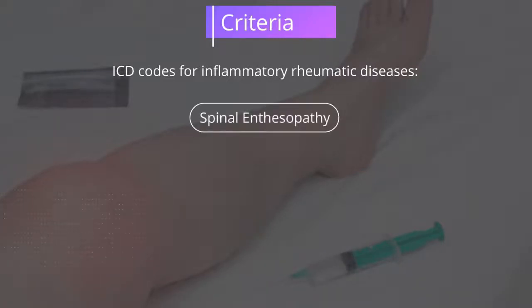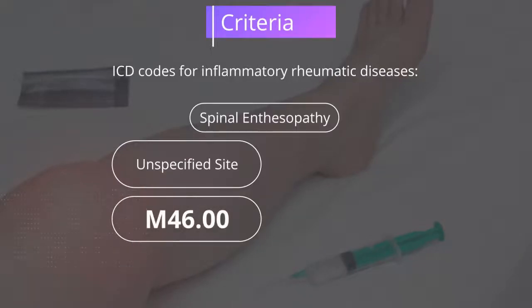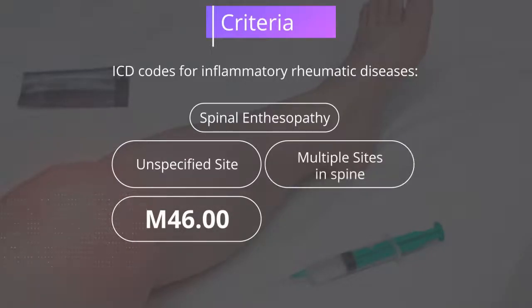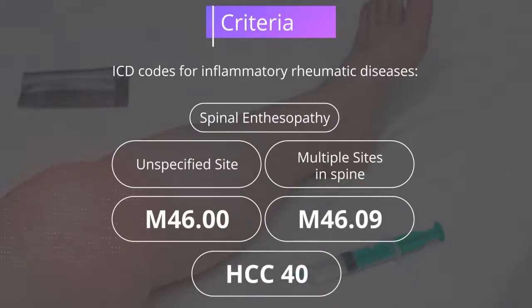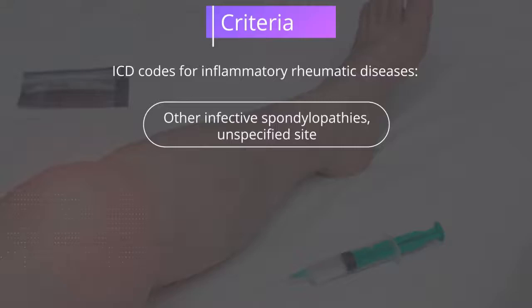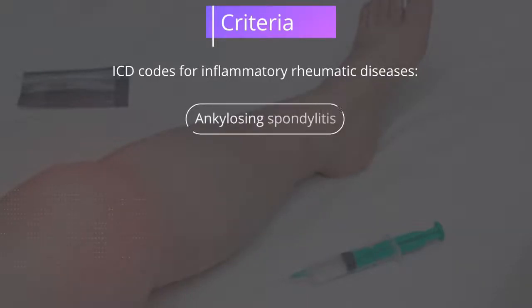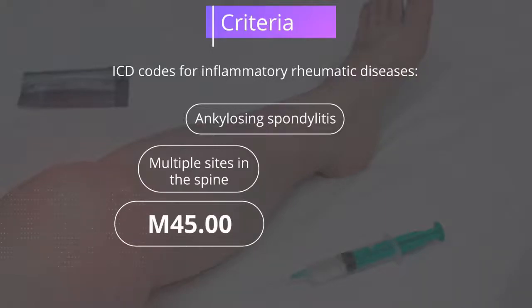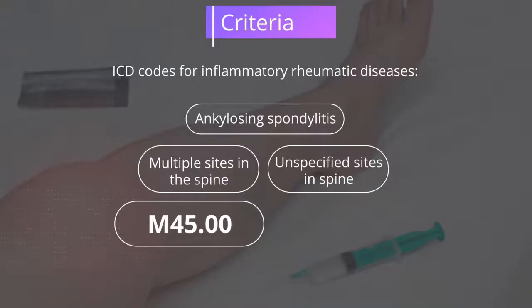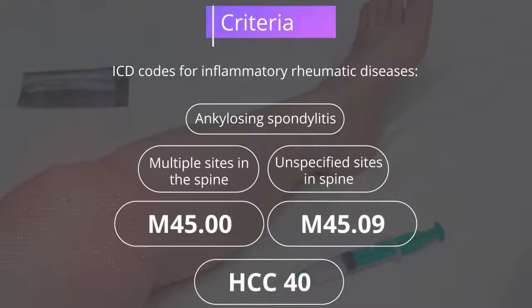For spinal enthesopathy, when the site is unspecified, the code is M46.00, and when there are multiple sites in the spine, the code is M46.09. Their HCC code is 40. For other infective spondylopathies of unspecified site, the code is M46.50, HCC 40. For ankylosing spondylitis of multiple sites in the spine, the code is M45.0, and if the site in the spine is unspecified, the code is M45.9, their HCC codes being 40.